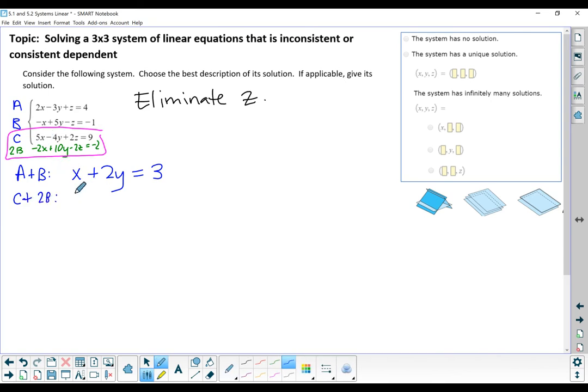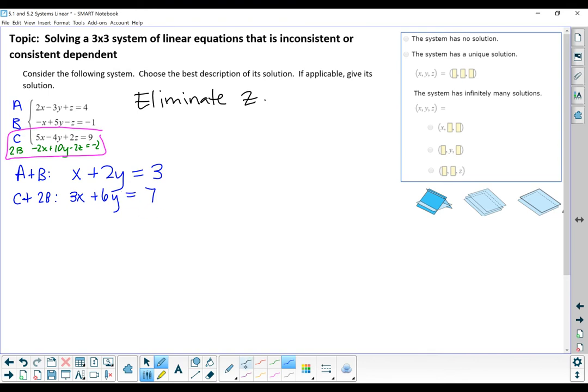So 5x minus 2x is 3x. Negative 4y plus 10y is 6y, and 9 minus 2 is 7. Okay, so we've got our system down to 2 equations and 2 variables.